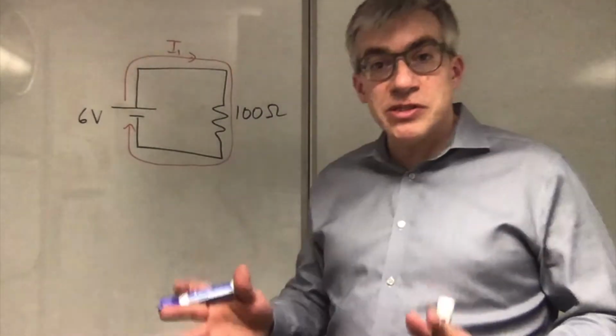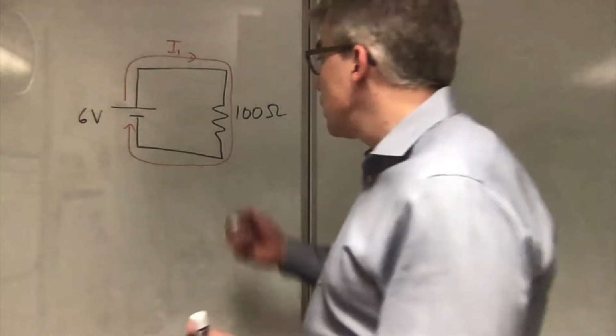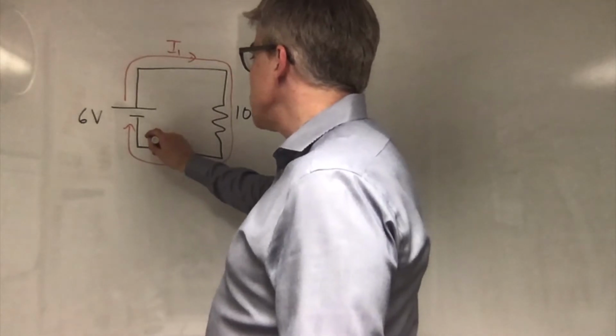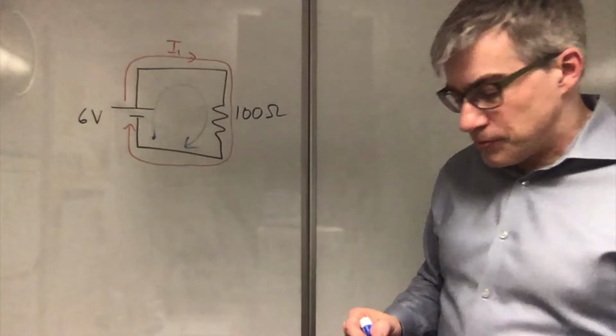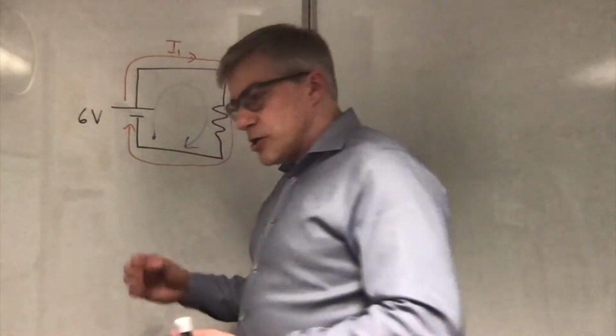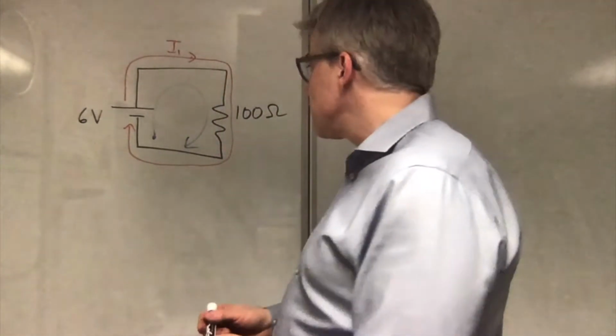You choose a loop, well there's only one. You choose a place to start, it doesn't matter where. And you choose a direction. Now suppose I just start here and say I'm going to go clockwise. What does Kirchhoff's loop rule tell us?